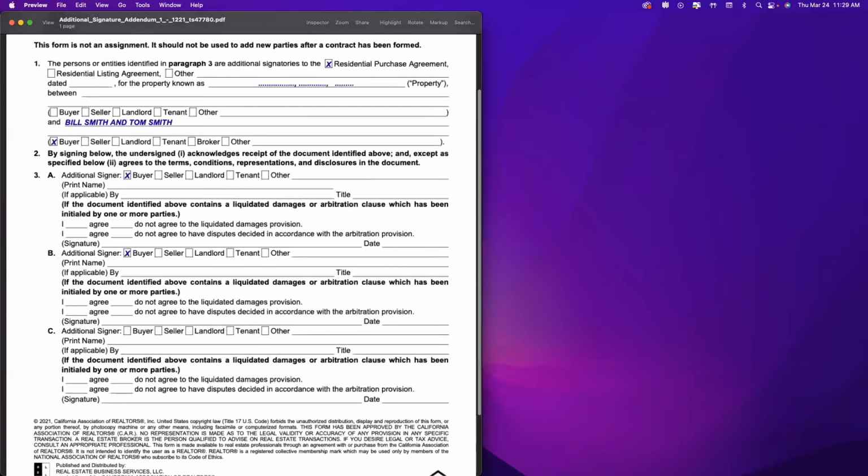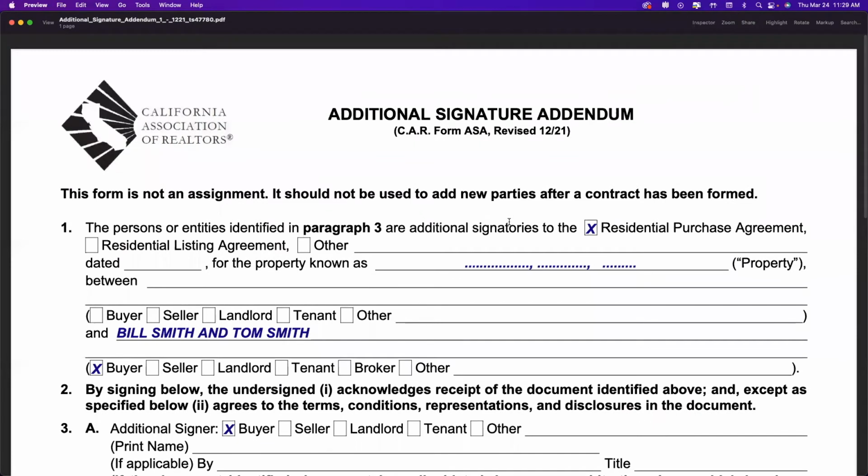Okay. All right. So this additional signature addendum, it says right on the top. I don't want people to get the wrong idea about it, because like Jesus asked at the beginning, do we need the additional signature addendum? Some agents believe that by doing this, I'm adding someone to the purchase agreement, and no, that's not true at all.